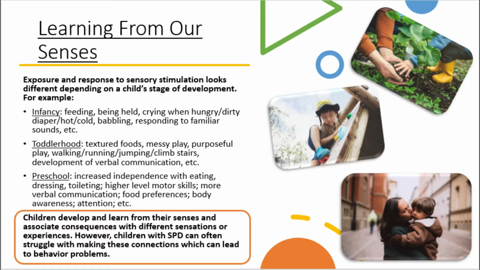Preschoolers begin to have increased independence with eating, dressing, toileting. They learn higher level motor skills like skipping, hopping, throwing a ball, and they use more full sentences. They may not be grammatically correct, but they're full sentences. They also show food preferences, learn some body awareness, and are able to maintain their attention in preparation for actual school. And children develop and learn by taking in information from their senses, and they learn to associate consequences, good or bad, with different sensations and experiences.